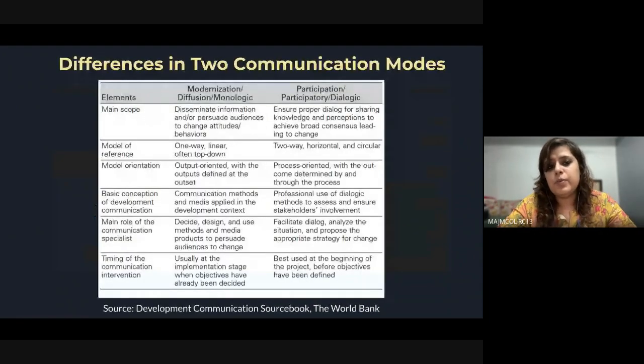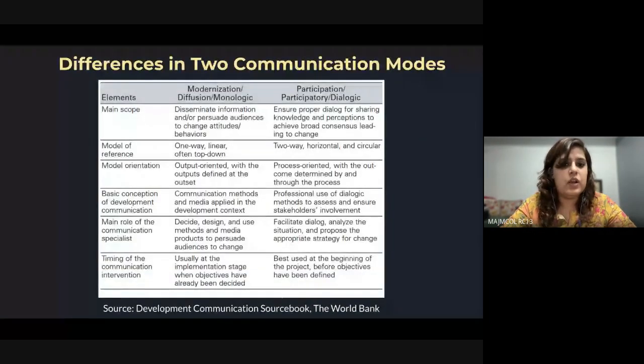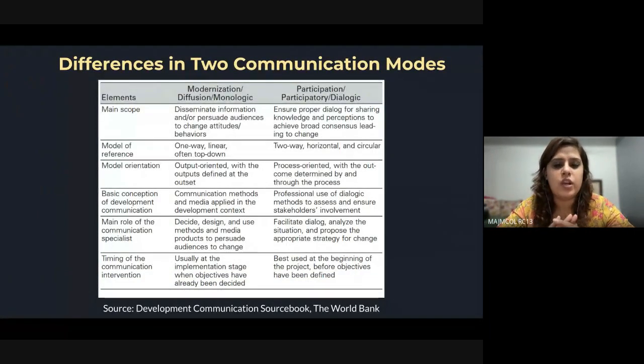What is the difference between these two communication modes? Now, monologic is essentially based on the modernization theory or the dominant paradigm, which, as I said, is not redundant at the current stage. It is still very much in use, whereas dialogic mode is a participatory theory or approach. Now, the monologic mode is essentially to disseminate information. Dialogic is to ensure proper dialogue.